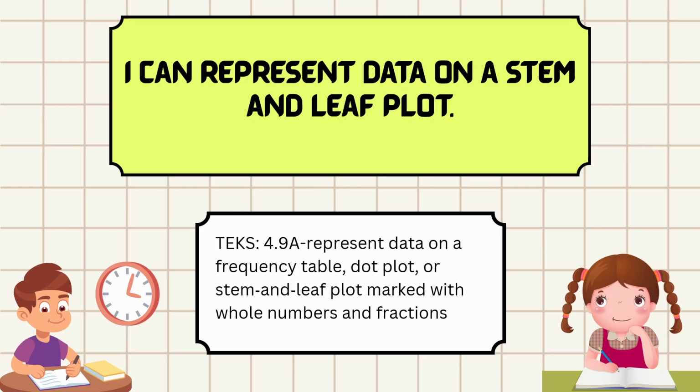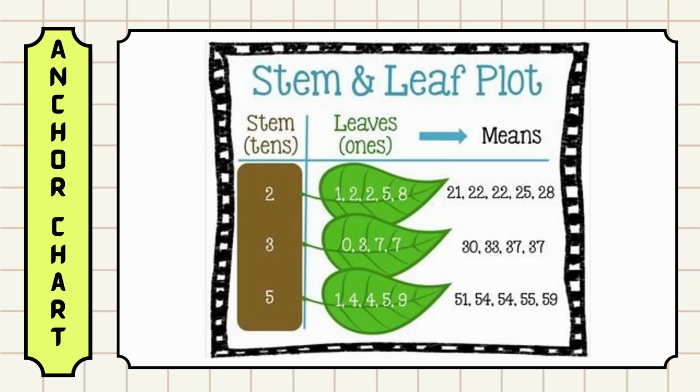We're going to do one other mini lesson. So this I can statement is, I can represent data on a stem and leaf plot. We had talked about dot plots previously. Now we're going to look at something called a stem and a leaf. Stem and leaf plots are when they separate out a number into place value.